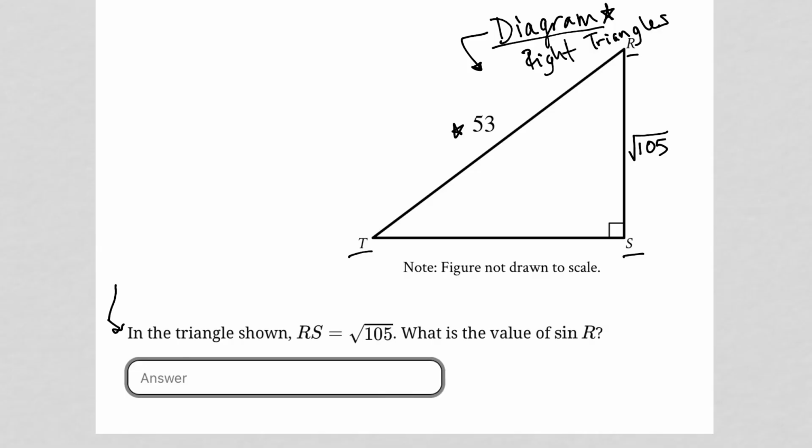The question then says, what is the value of sine R? So R is angle R. It's this angle right here that I'll fill in black. And the sine of that angle, whenever we're asked for the sine of or cosine or tangent of some unknown angle, what you want to think about is SOHCAHTOA. So this acronym tells us the ratio of the right triangle that we need to use in order to find the trig function that's being asked for.